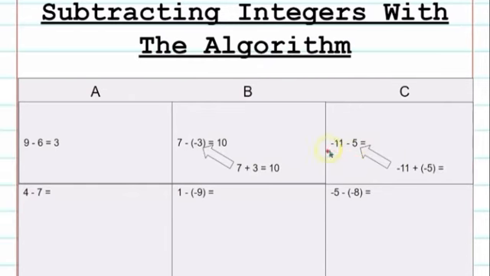-11 minus 5. Again, can't do that, so we're going to do keep the -11 the same, the first number. Flip your minus sign or your subtraction sign to an addition sign and flip from this to its opposite. So 5's opposite is -5. Now -11 plus -5, we know the adding integers give me -16. So your answer would be -16.